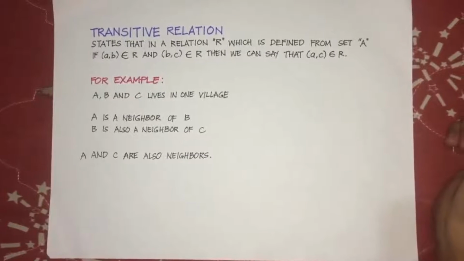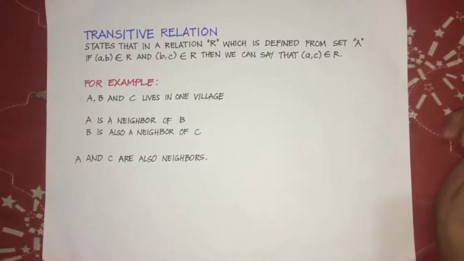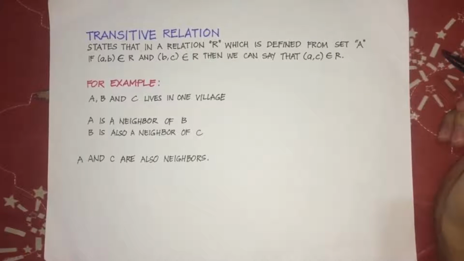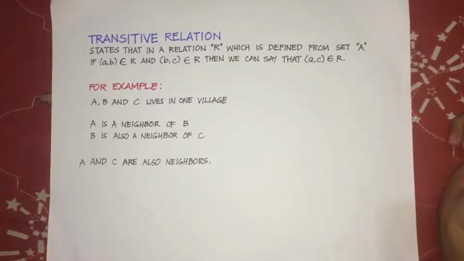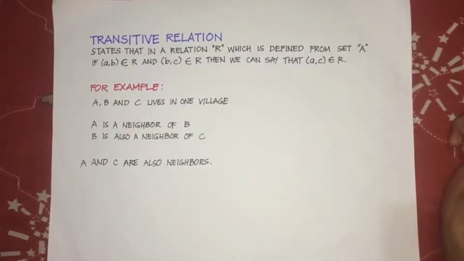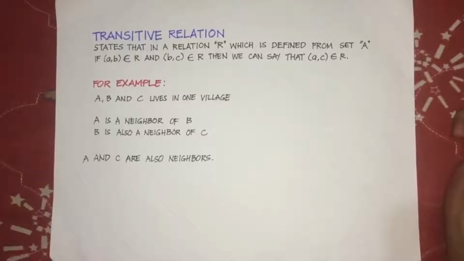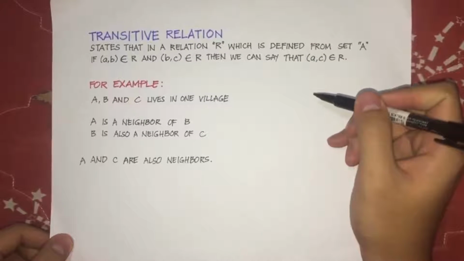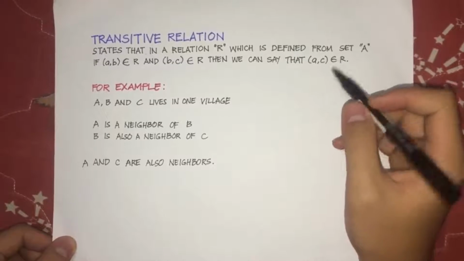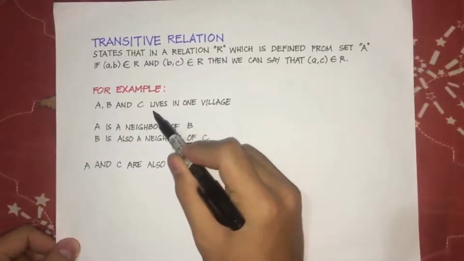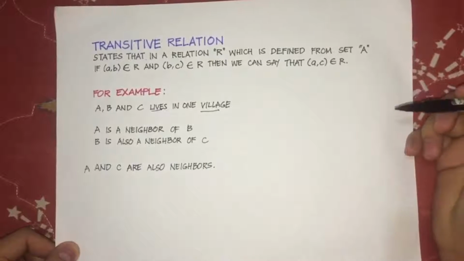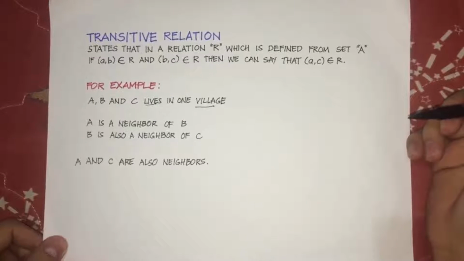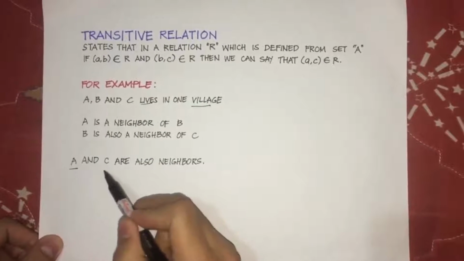Transitive relation. In a transitive relation, it states that in any relation R, which is defined from set A, if (A, B) is an element of R and (B, C) is an element of R also, then we can say that (A, C) is an element of R. So here's an example. We have A, B, and C, who live in one village. If A is a neighbor of B and B is also a neighbor of C, then we can say that A and C are also neighbors.